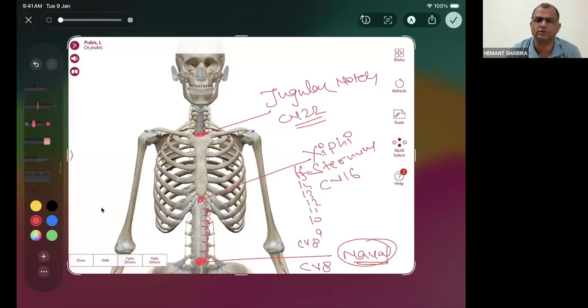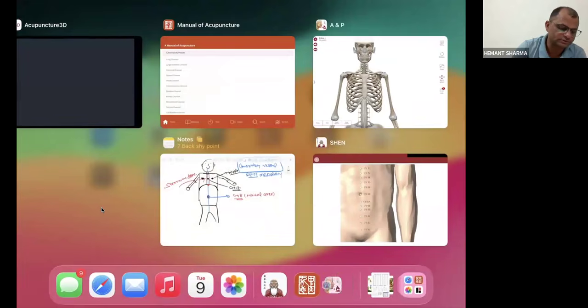So from the navel, if we go one tune above, CV9, then one tune above, CV10, then one tune above, CV11, then one tune above, CV12, the same, one chun each. Let's do a question. Because the navel is CV8, from the navel, if I go 2 tune above, which point will be there?